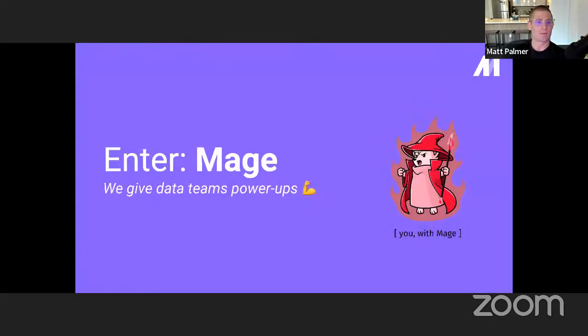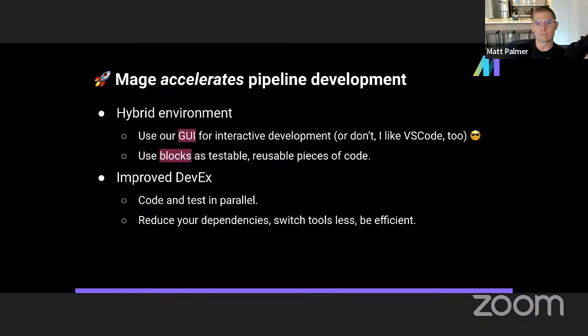So this is where I talk a little bit about Mage, right? We give data teams power-ups, and I'm here to present Mage as this hybrid solution, as an option for a tool that allows you to solve many of the problems that we face in the modern data stack today. And so we're going to get into a demo. I'll just give you a little overview of how Mage addresses these problems, and then we'll go through our workshop. We'll talk about some sample pipelines in Mage.